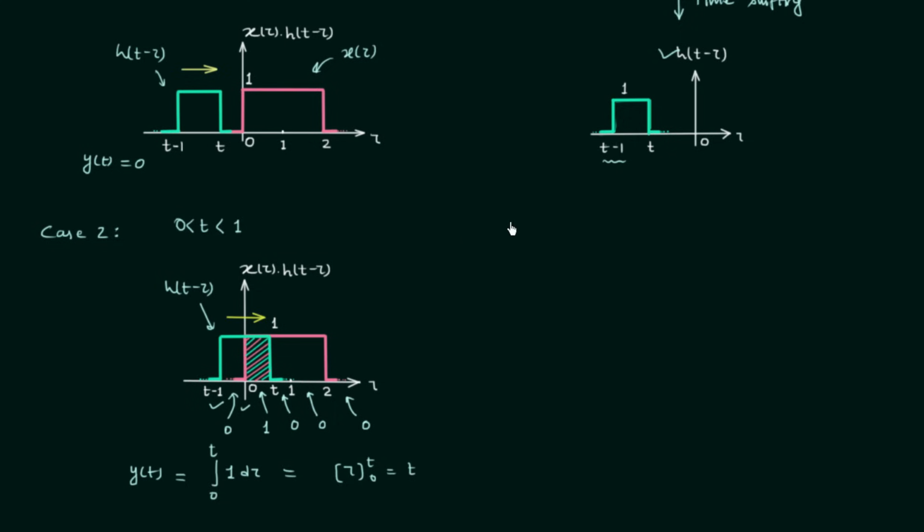Now we will move to our next case, case number 3. In this case, we will move our signal h(t minus tau) further. You can see we have moved signal h(t minus tau) from this position to this position, and now we will move it further, and this time our time t will be greater than 1 but less than 2. So let's see how the waveform will look.